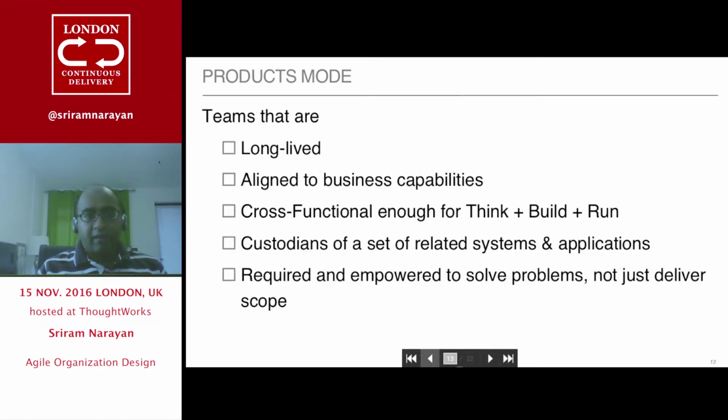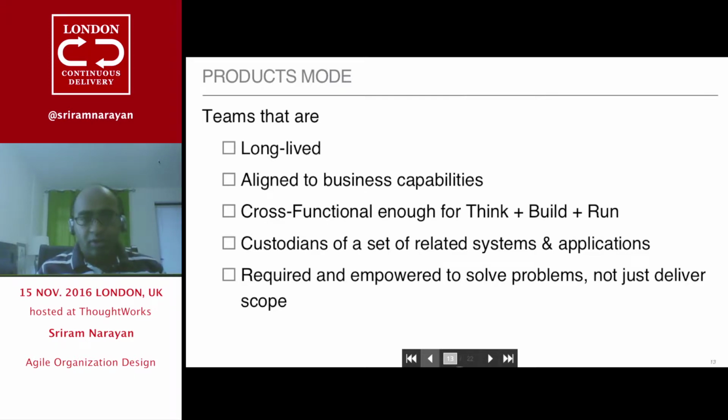So what does product mode look like? If you are in this mode where we are actually able to own a problem, then one, these teams need to be long-lived. They need to live as long as the problem, and they need to be aligned to business capabilities. For example, in an e-commerce type of organization, you can imagine that you would have a long-lived catalog team, an order management team, a fulfillment team, and so on. These are examples of business capabilities in the e-commerce domain. As long as the company is doing e-commerce, they're very likely to have a catalog capability, an order management capability, a fulfillment capability, and so on.